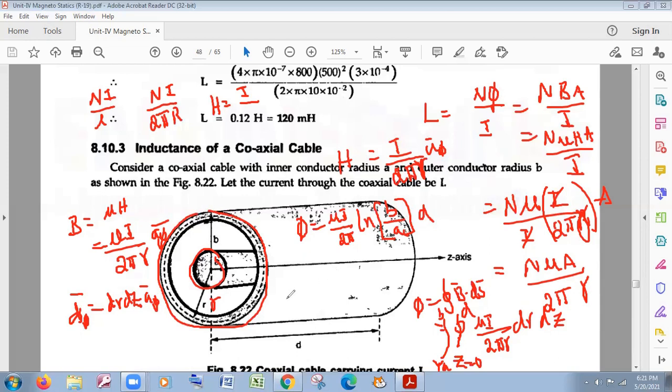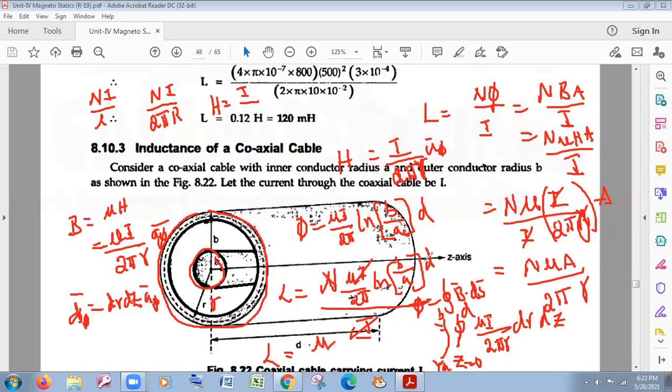Substitute that phi, where L is equal to n into phi, which is mu I by 2 pi ln of b by a into d, whole divided by I. So I gets cancelled. L is equal to n into, here there are no number of turns, my dear students. The total flux, don't take it as n, the total flux is only n phi, already there. So there is no n.